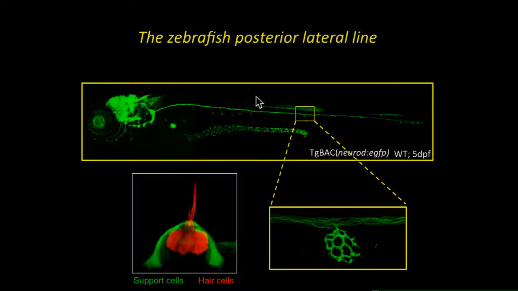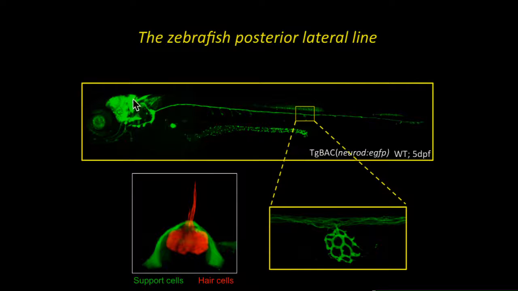In order to get at that, we decided to use forward genetics. We did a forward genetic screen looking for mutants that have axonal phenotypes indicative of impaired retrograde cargo movement. I wanted to tell you a little bit about the system that we're using. This is a picture of a 5-day-old zebrafish larva that's expressing EGFP cytoplasmically under the control of the NeuroD promoter.